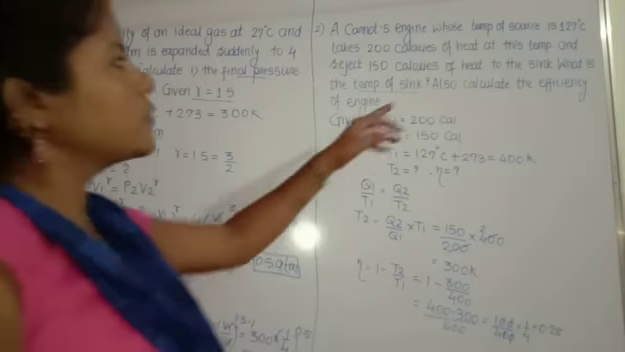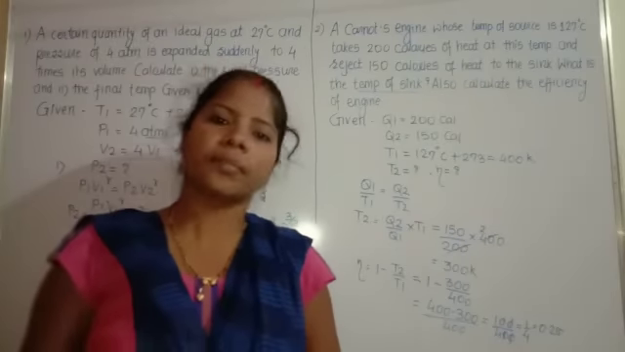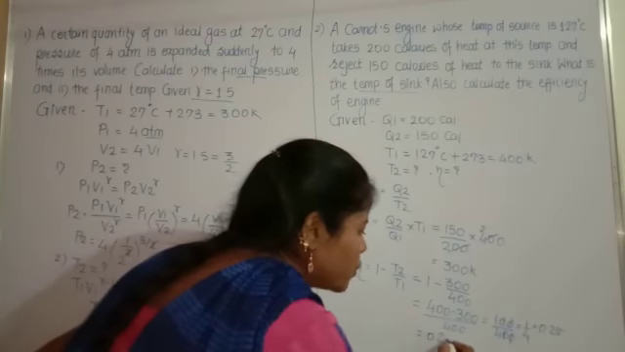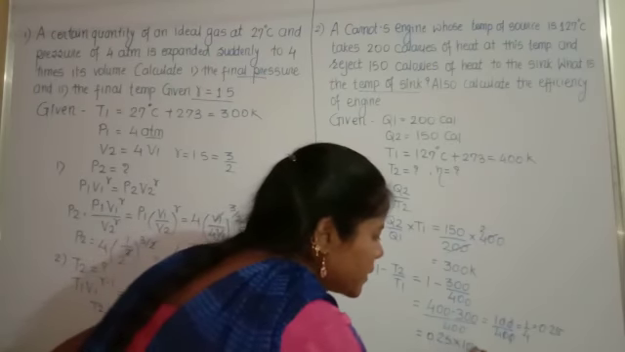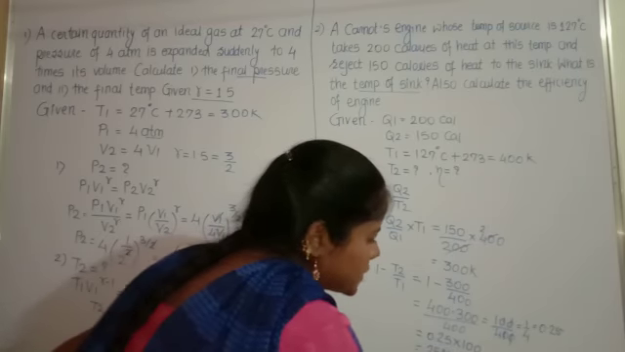We also have to calculate the efficiency of the engine. Always calculate efficiency as a percentage. So we convert this, 0.25 multiplied by 100, and we get 25% efficiency.